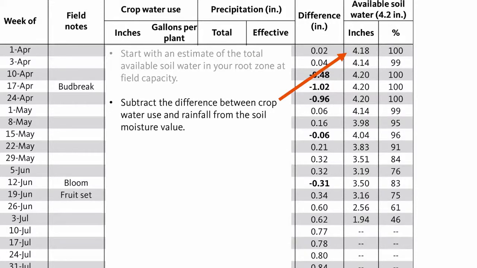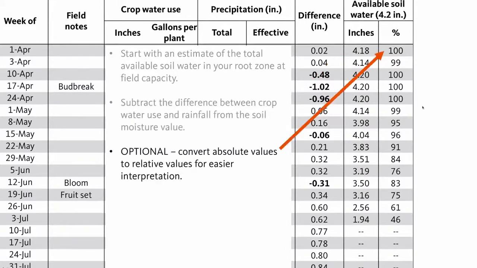So then you subtract this difference from the total available soil water. This is assuming that the soil profile was full at the beginning of the season. This is why it's called the checkbook method. You just continue doing this all the way down. Optional, I like to convert the absolute value of available soil water into relative values to make it easier, because I don't know what 4 inches or 5 inches means. I just want to know what percent is full.